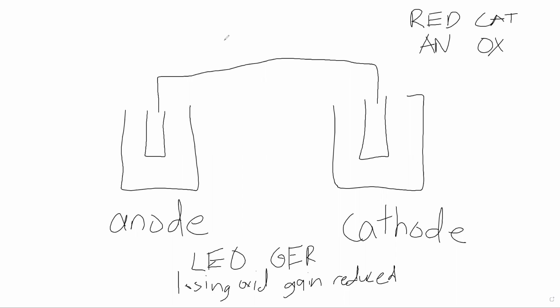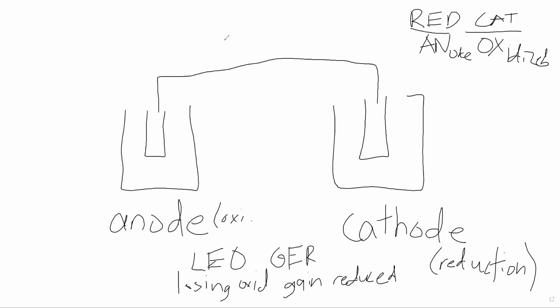So obviously LEO GER is important for figuring out which one is oxidized and which is reduced, but this is important for the battery: red cat. Reduction occurs in the cathode. So this is reduced, reduction. And an ox, so anode is oxidized. So anode oxidized. Okay, so that's important to remember.